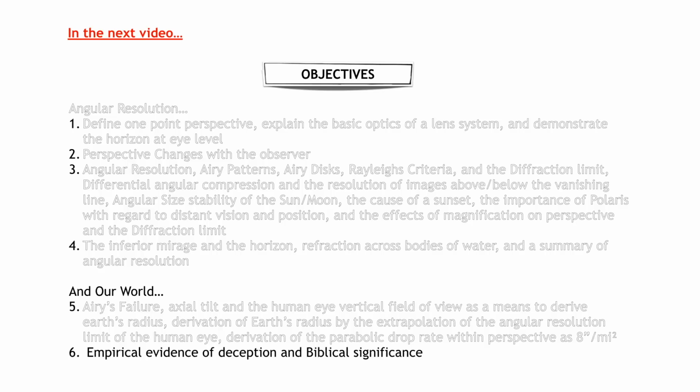important. So hopefully in this series we discussed angular resolution, and then within the globe model, Polaris failure, axial tilt, the human eye vertical field of view as a means to derive Earth's radius, the derivation of the radius by the extrapolation of the angular resolution limit of the human eye, and derivation of the parabolic drop rate within perspective as 8 inches per mile squared.